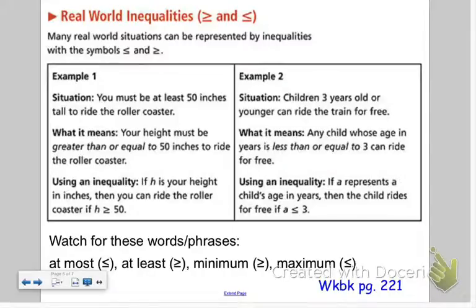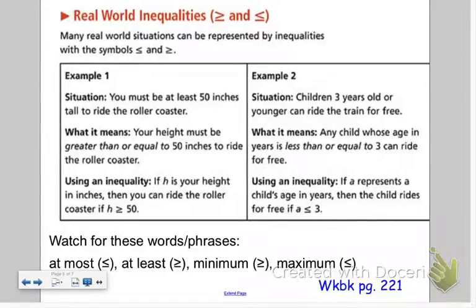So when they say at least 50, that means the smallest height you could be is 50 inches if you want to ride the roller coaster. So if H is going to represent the height in inches, obviously we used our units of measure, you would use the inequality H is greater than or equal to 50. Your height must be greater than or exactly equal to 50 inches in order to ride the roller coaster. Anything less than 50 inches, you wouldn't be able to go on the ride.